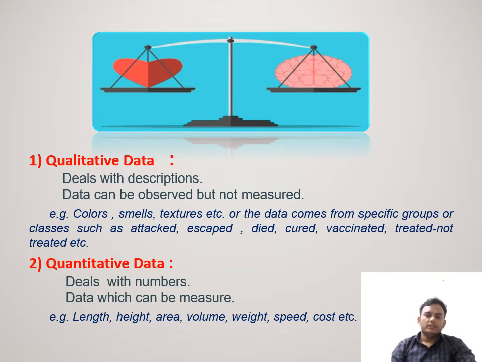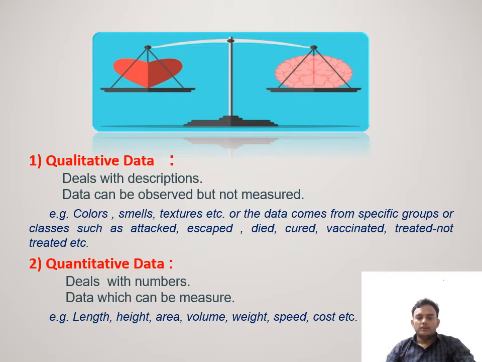Now, what is qualitative data and quantitative data? Qualitative data deals with descriptions. Data can be observed but not measured, for example, colors, smells, textures, etc. All the data comes from specific groups or classes such as attacked, escaped, died, cured, vaccinated, treated, not treated, and like that. So these types of data are the qualitative data sets.